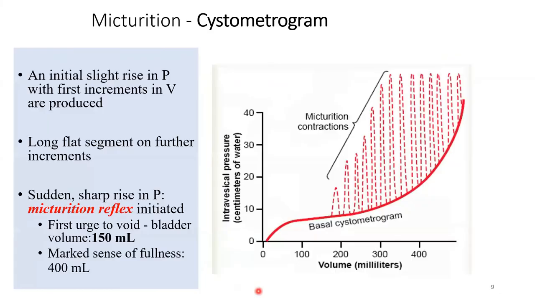Okay, now this is the cystometrogram. So basically, first you need to understand what kind of graph this is. This is a pressure volume graph. You would remember that you had a similar sort of concept in lungs when we were discussing compliance. Compliance is also a pressure volume graph.